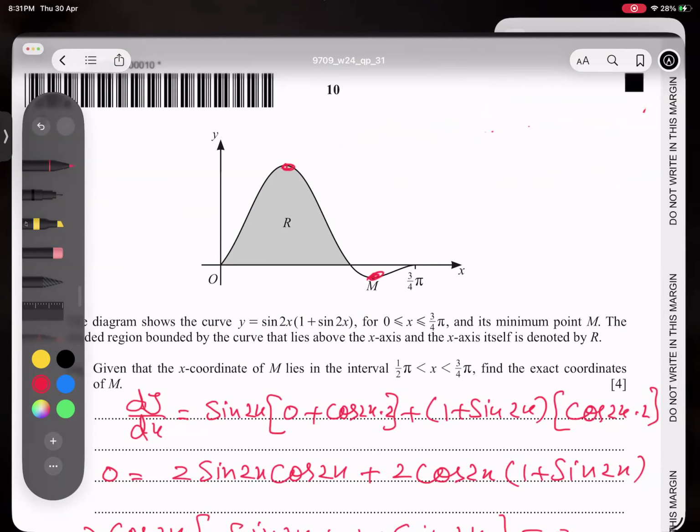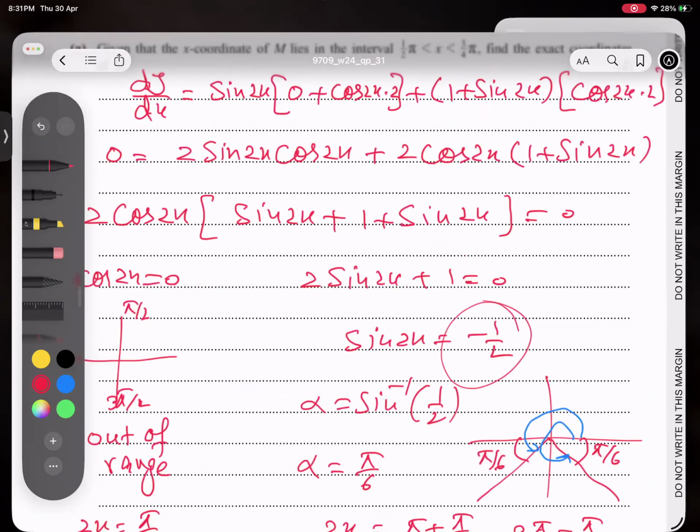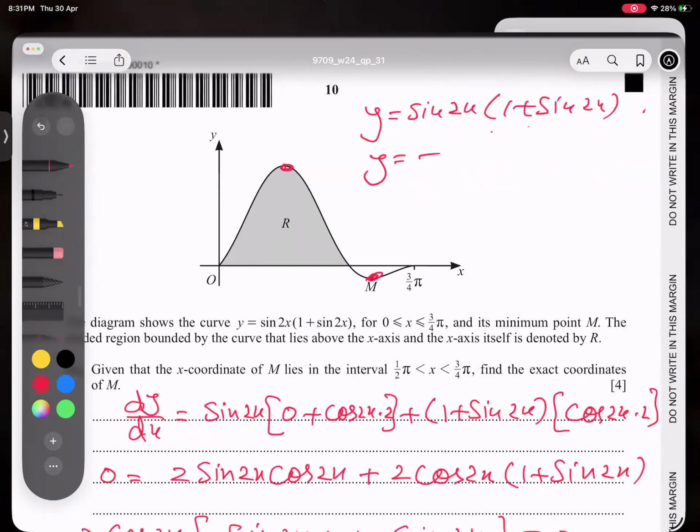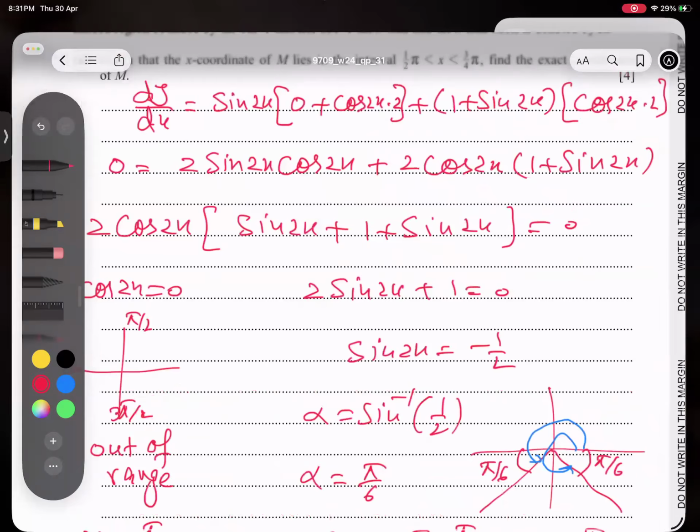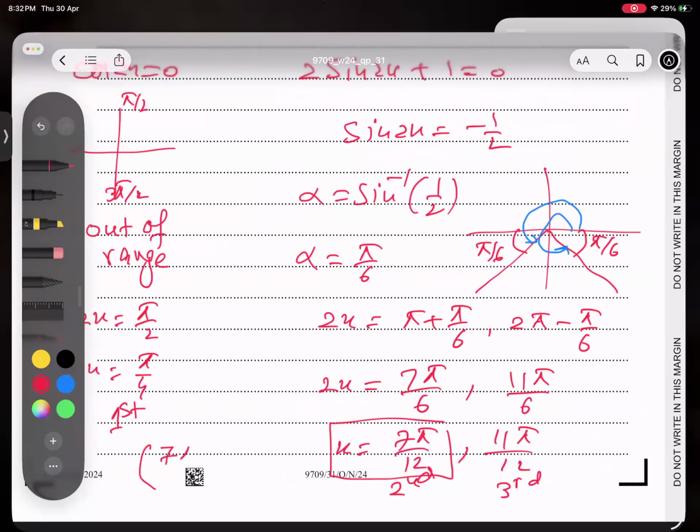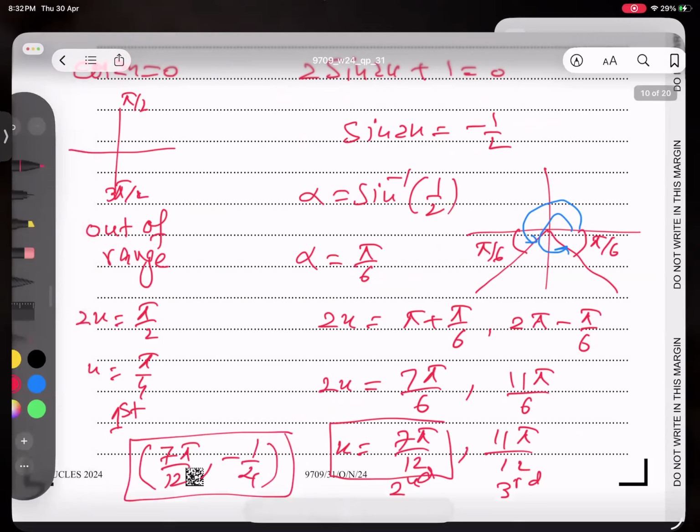The easy way is to copy the full equation here, sine double x times 1 plus sine double x. I'm replacing sine double x with negative half, so 1 here, negative half. This negative half outside, 2 LCM, I got 2 minus 1. And finally I got y equals negative 1/4. So I'm writing the final answer here: x is 7 pi by 12 and y is negative 1/4. I hope the point is very clear, and this is done, students.